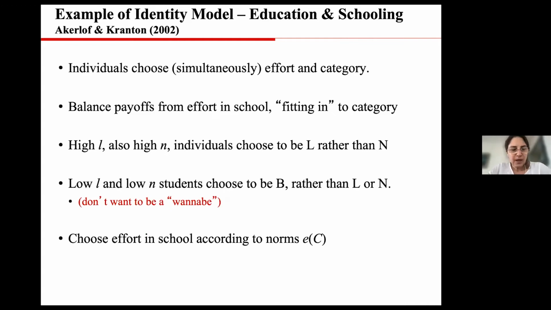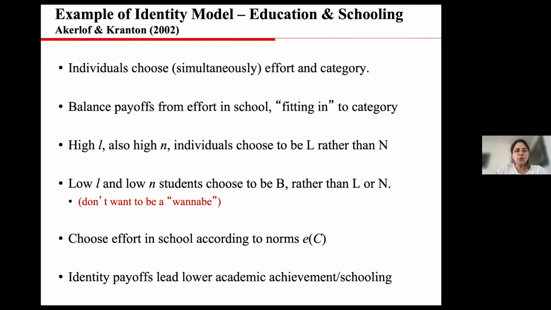So I think I pretty much have these next two bullet points. A person is choosing effort in school according to the norms for their category. So the identity payoffs here are certainly going to distort academic achievement or schooling: lower academic achievement or schooling for those who choose to be an L or those who choose to be an N.